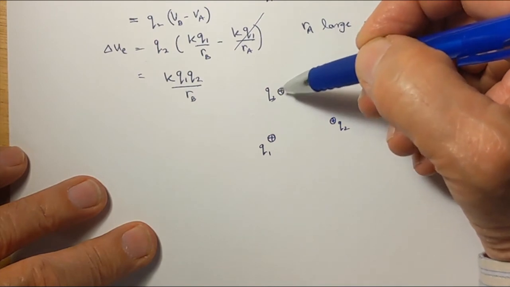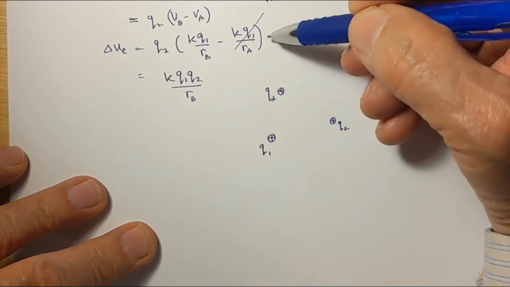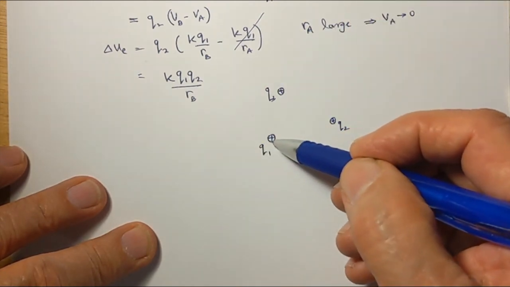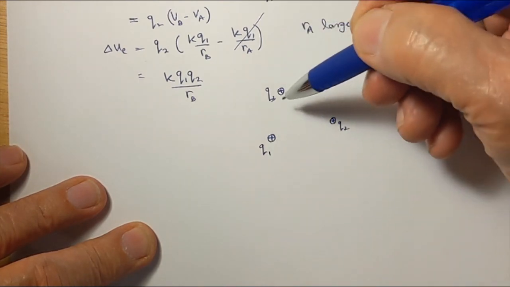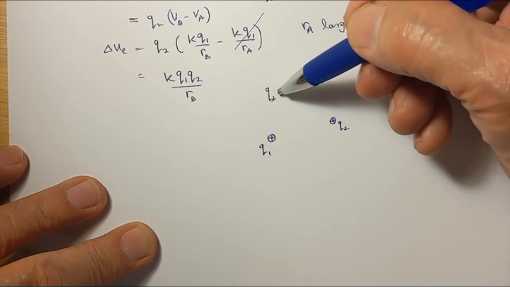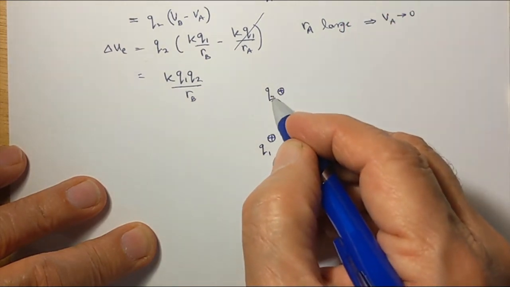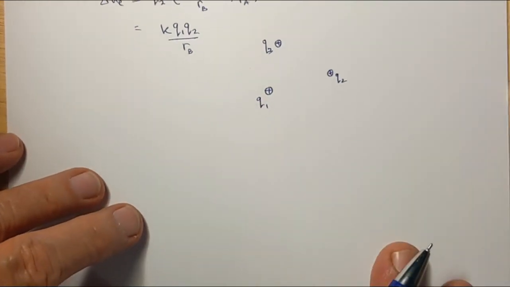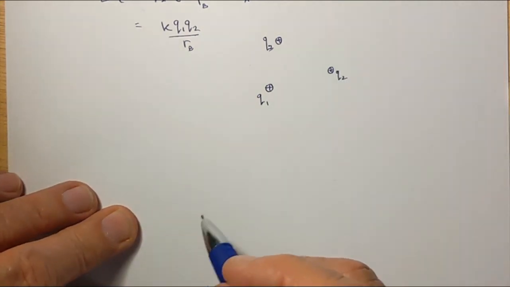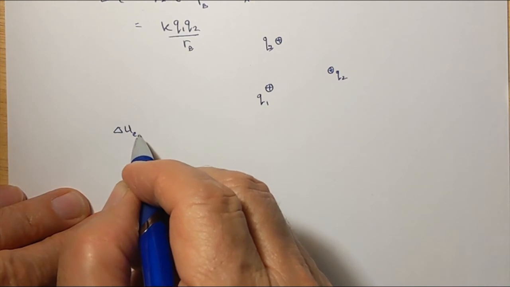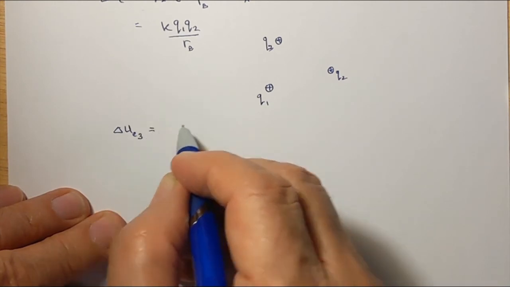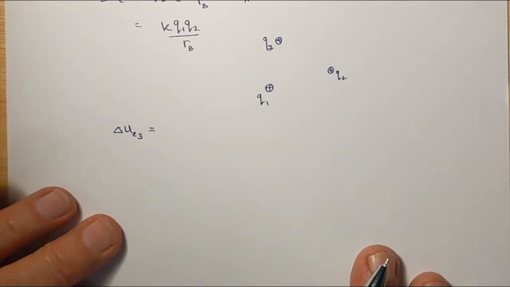As we bring this charge from very far away, it has to do work against the electric field due to Q1 and the electric field due to Q2. So there are two electric fields against which Q3 has to act, or the force that we have to apply is due to both of them. And so the delta UE for only charge 3 is going to be done in the same way.